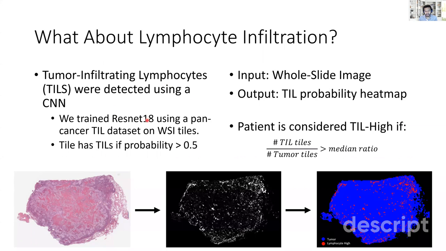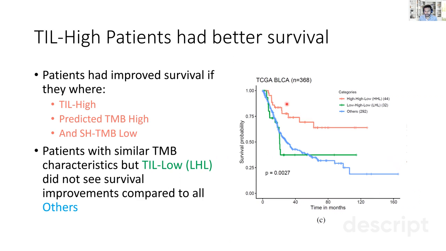Then we predicted lymphocyte infiltration using a ResNet model trained on a publicly available data set of pan-cancer tumor-infiltrating lymphocytes and determined TIL-high patients to be the ones that had the ratio of lymphocyte tiles to tumor tiles higher than the median. We then looked at how including tumor-infiltrating lymphocytes affected survival, and we see that patients with TMB high, low heterogeneity, and high predicted lymphocyte infiltration had improved survival compared to the others, including TMB high, heterogeneity low, and low TILs.